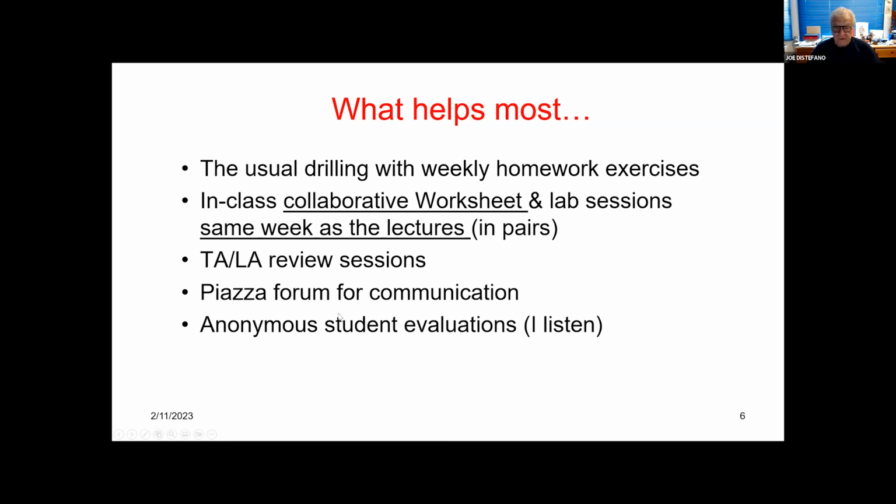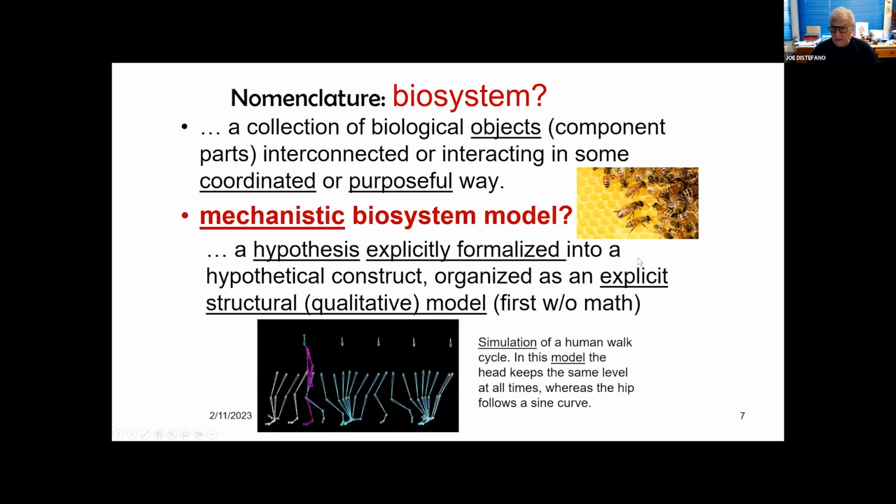They have Piazza as a forum for communication. And of course, I've listened a great deal to the anonymous student evaluations, sometimes which are very good, sometimes which are not so good, particularly during the pandemic, when I didn't force them to come to class, being online, of course.